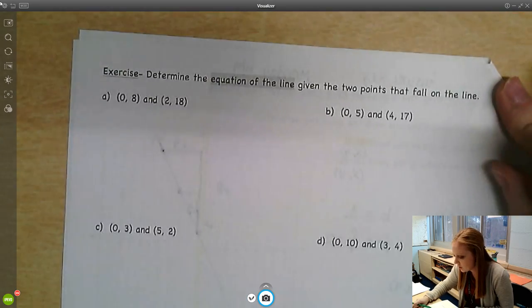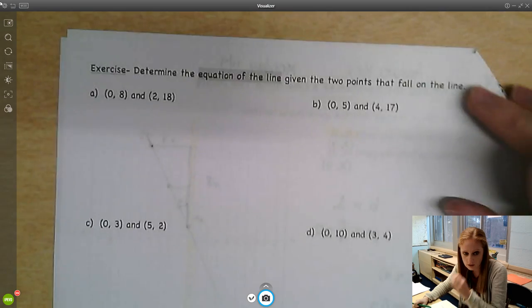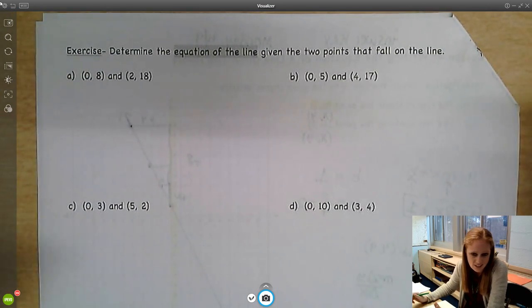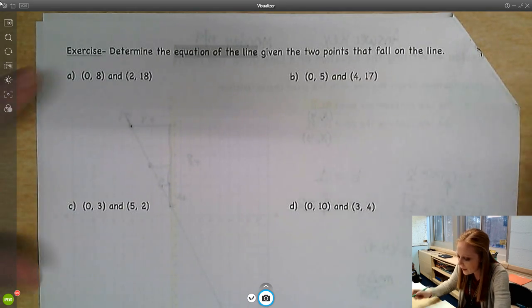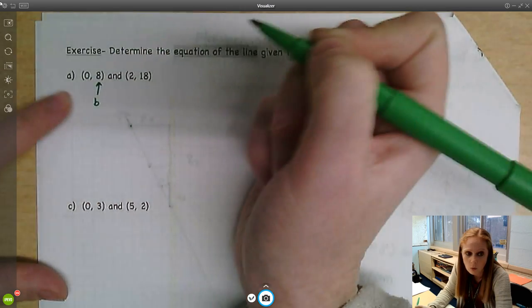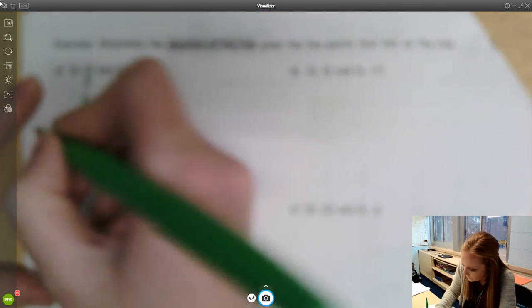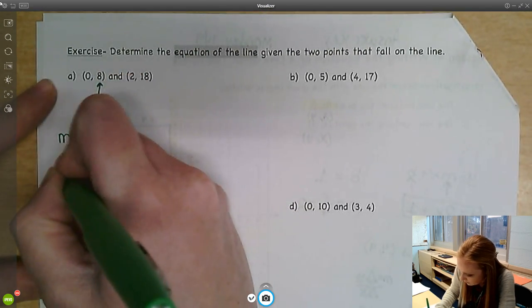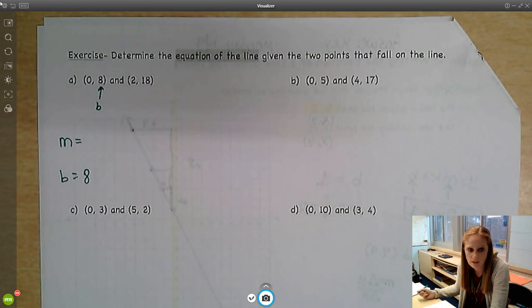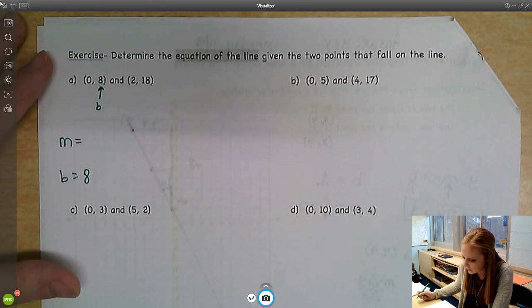Okay, exercise: determine the equation of a line given the 2 points that fall on the line. So let's find the m, find the b. Let's find the b first. Start off easy. The b is whenever the x is 0, the y-coordinate is going to be your b. So over here, I'm just going to write m and b. Our b is 8 because 0, 8, it's right there. All right, now let's find our slope.